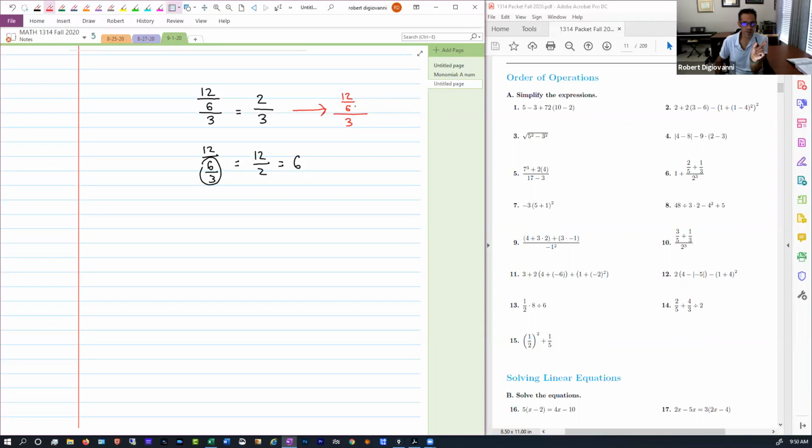It's a subtle thing, but it's the size of that line. This big division right here, that big bar, means that you're going to do everything up top first and then everything on the bottom and then put them together. On this one, if I wanted you to do it this way, I would have written it like this: 12 divided by, and then 6 divided by 3. You see the difference between those two?